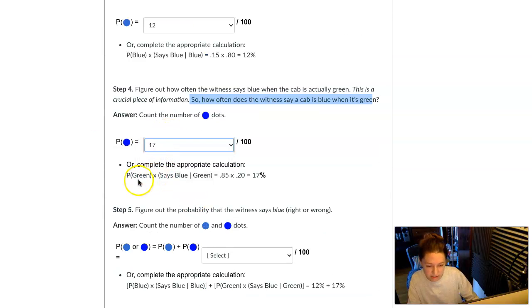Or we could do the math. What are the odds the cab is green at all? We just stipulated it's 85%. And we also stipulated that the witness is wrong 20% of the time, right 80% of the time. So what are the odds that they say blue and are wrong, given that it is green? That's going to be 20%. 0.85 times 0.2 is 17%.